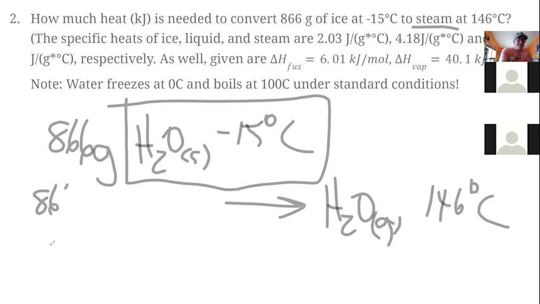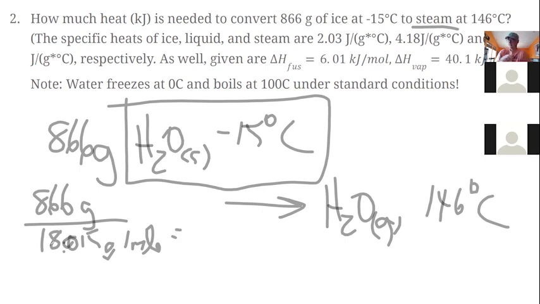So that's 866 grams divided by how many grams per mole? It's like 18, right? Oxygen 16, hydrogen's 2, so 18.015. 18.015 grams per mole. So how many moles is that? 48.071 moles. Okay. So now we have 48.07 moles. So we'll use that.